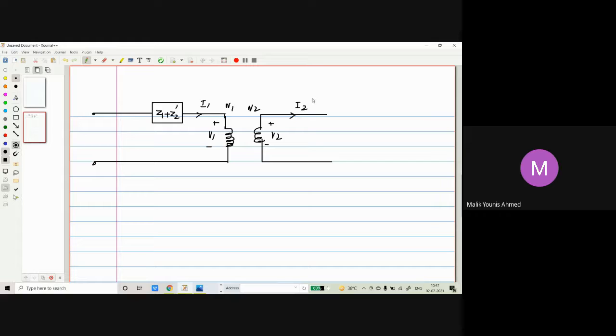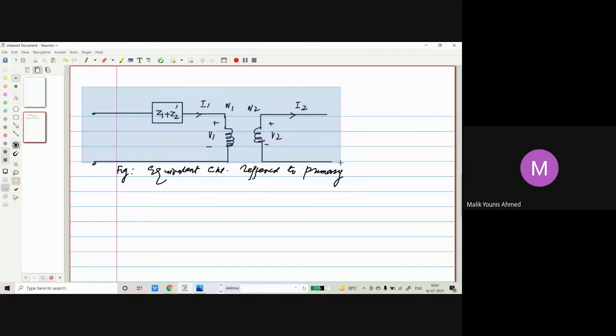This is the equivalent circuit referred to primary. So I will write it down. This is referred to primary. So we have referred this to primary. Values are as usual. Now, if I want to refer the same thing to the secondary, then what are the changes I need to do?